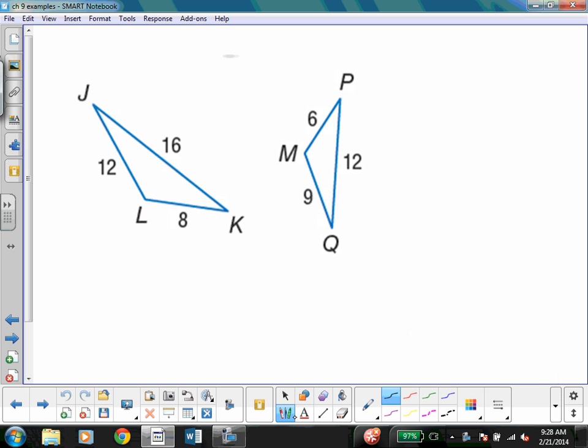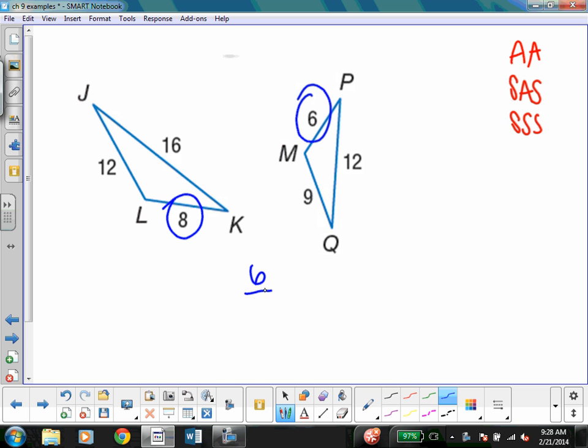We want to determine if these two triangles are similar. Remember our three rules. We have angle, angle, we have side, angle, side, and we have side, side, side. Since we're given all three sides on both triangles, I have to check the ratios of all of the sides. Now, I can make my life a little bit easier. I know the smallest side of PMQ would have to be matched up with the smallest side of JKL.